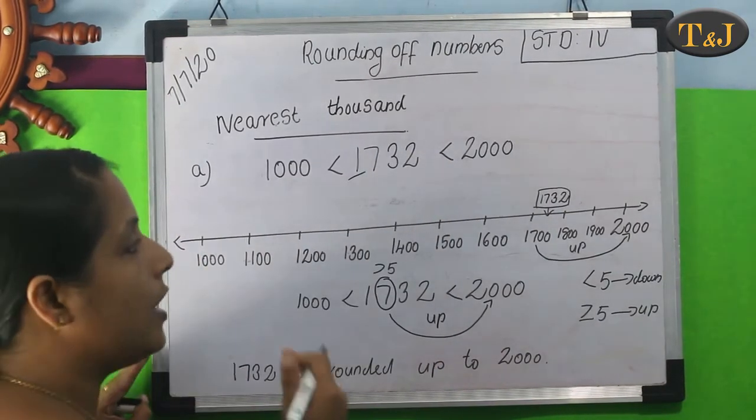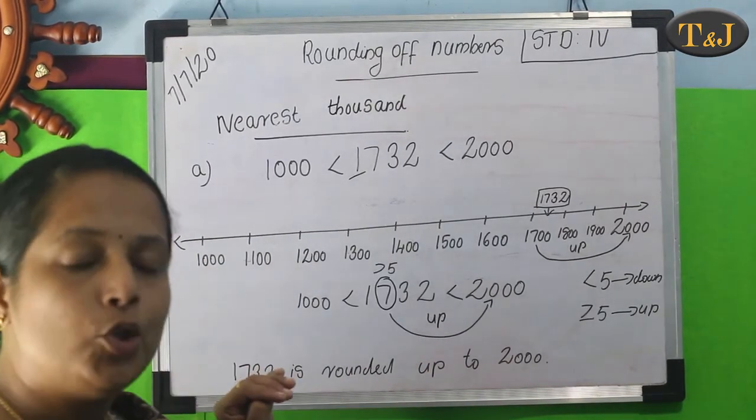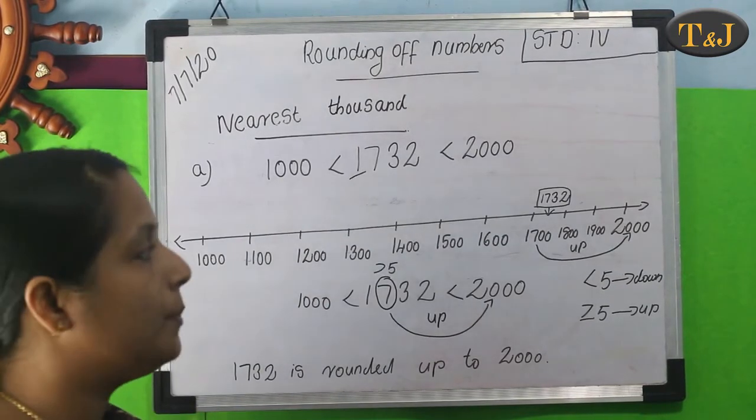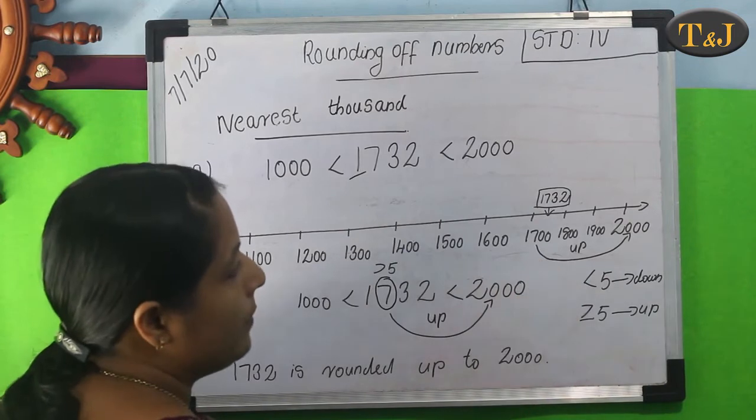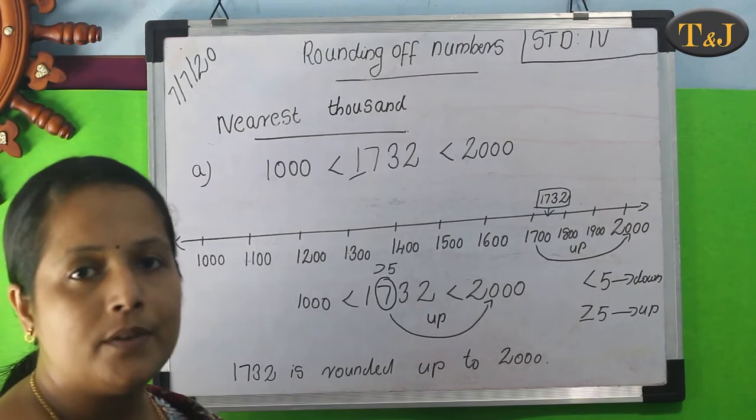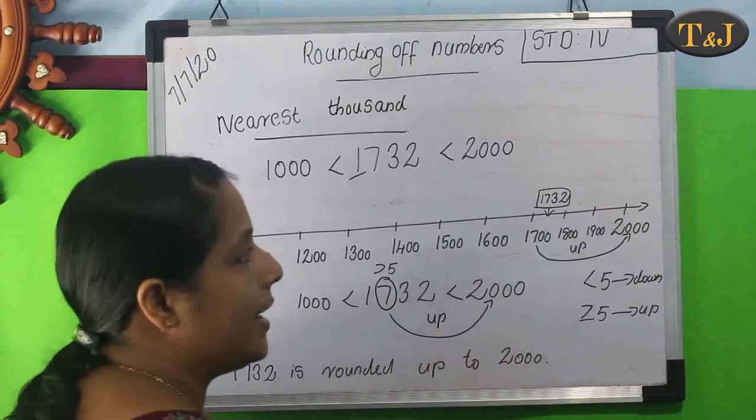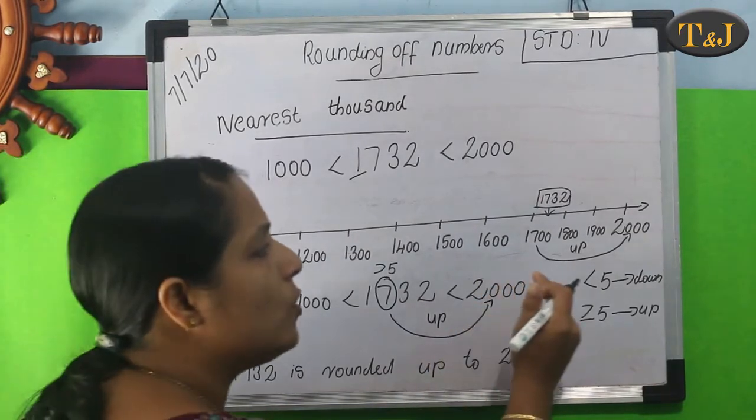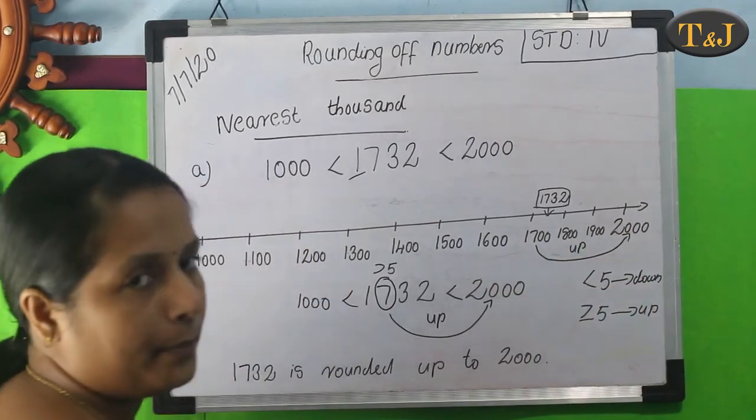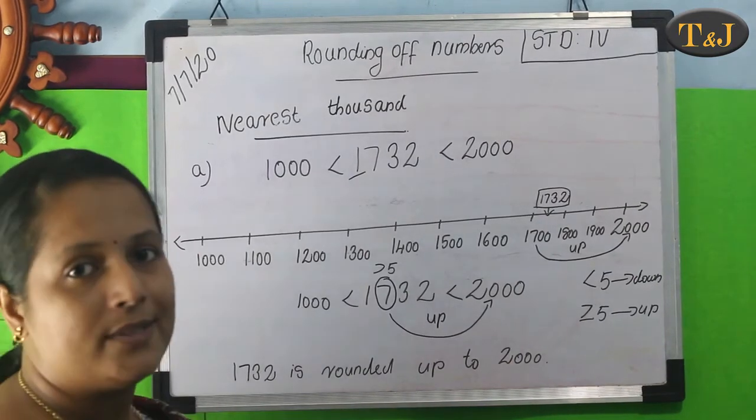Okay. Next we want to draw the number line. Our starting number is 1000 and our ending number is 2000. Then we write 1100, 1200, etc. up to 2000. Okay. Next we want to mark 1732. That is in between the numbers 1700 and 1800. So we write 1732 here. It is very close to the number 2000. So we draw one line here and mark it as up. Next we write 1732 lies between the numbers 1000 and 2000.